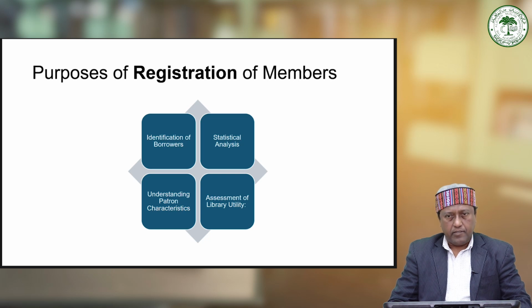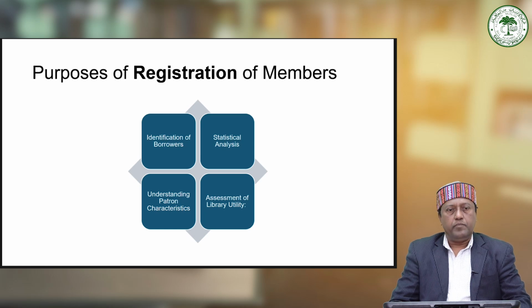Then statistical analysis. This registration also provides dependable statistics for measuring the library's usefulness and effectiveness in serving its community. Circulation data, including the number of volumes circulated and the number of borrowers, serve as principal metrics for assessing the library's social significance and impact. So, as I told you, anytime the records can be generated, statistics can be analyzed, and wiser decision making can be done.